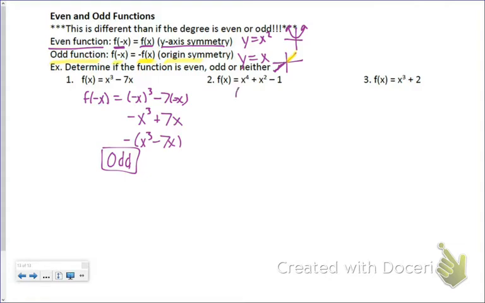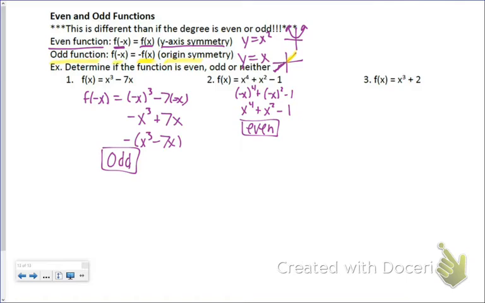All right, if we look at the second one, I'm going to replace x with negative x. That gives me a now positive x to the fourth, because if I do a negative times a negative times a negative times a negative, it is a positive. A negative times a negative is a positive, which means I have the exact same as my original function. If it's the exact same, it is even.